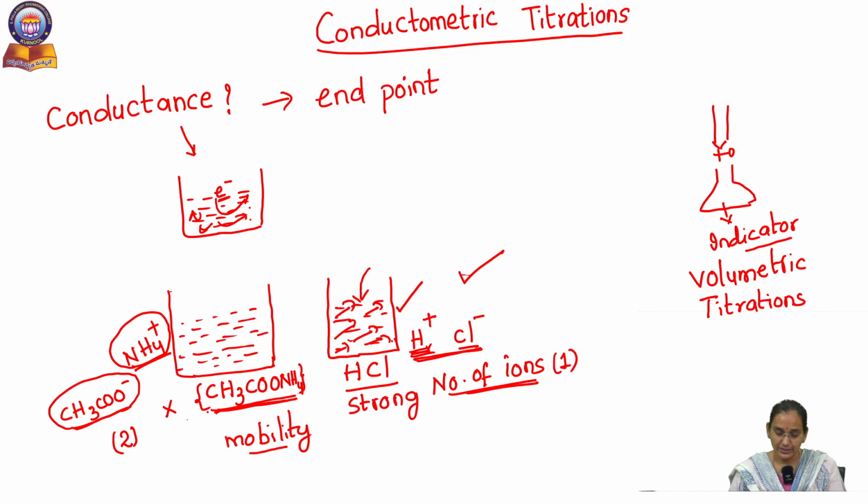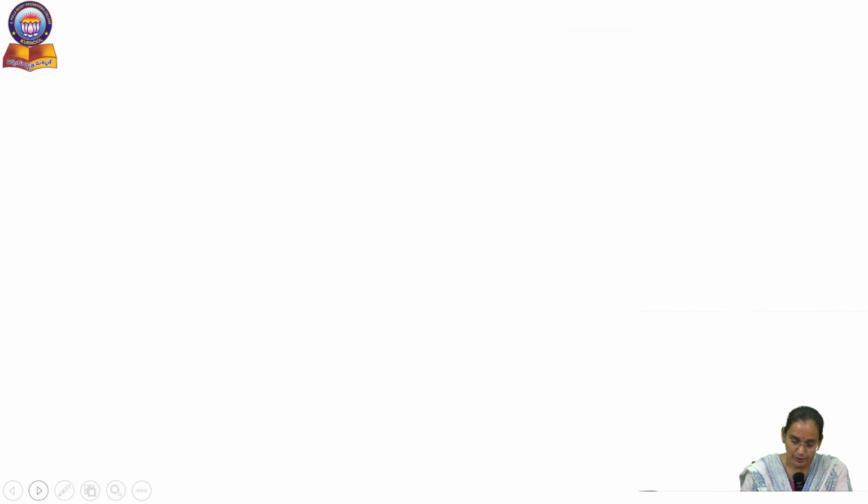Now what is conductance? Conductance is the ability of a solution to allow electrons through it. This conductance depends on what factors? First, it depends on the number of ions. That means if the number of ions increases, conductance increases. And also it depends on the mobility. If the mobility of the ion is more, then obviously the conductance is also more. Next, coming to the types of conductometric titrations, we have acid-base titrations, redox titrations, and precipitation titrations.